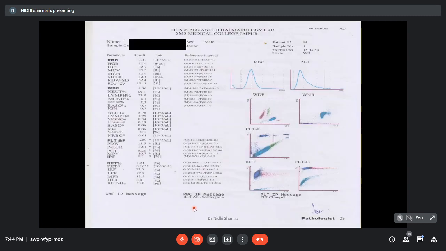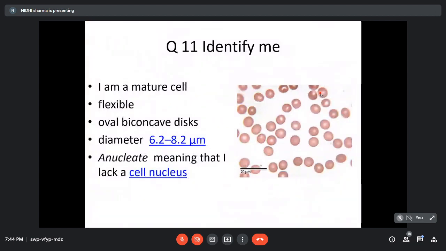So after the machine has done all that, this is how we get a normal RBC and a platelet kind of curve. So just a breather here for the undergraduates. Let us see what is the first cell that we are going to discuss in detail.